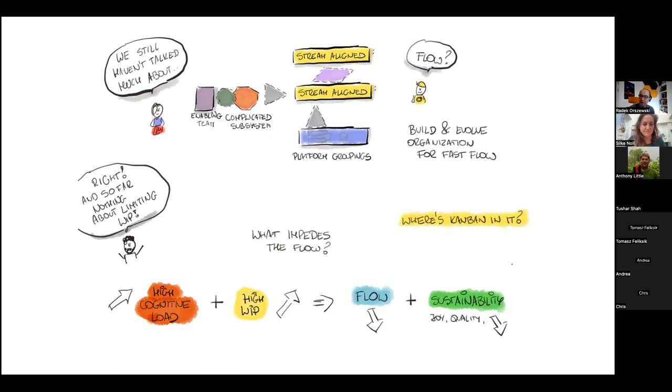And again, where is Kanban in it? We know that we have this Kanban agenda, which is called sustainability. So we would like to make the work flow, but not in a crunch mode, in a sustainable way. And a sustainable way, I understand as people really enjoying the work, people having pride in the professional services that they provide, in the quality, and so on.